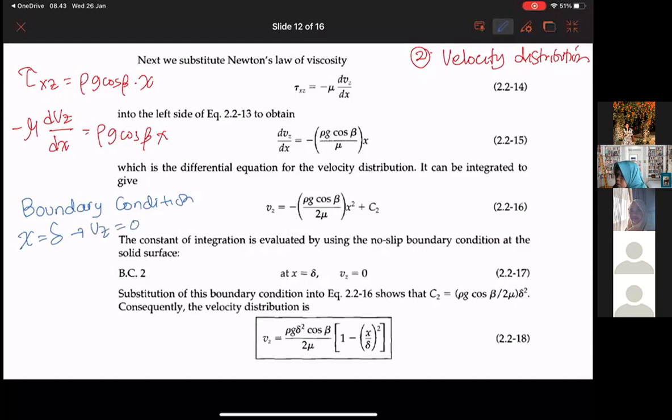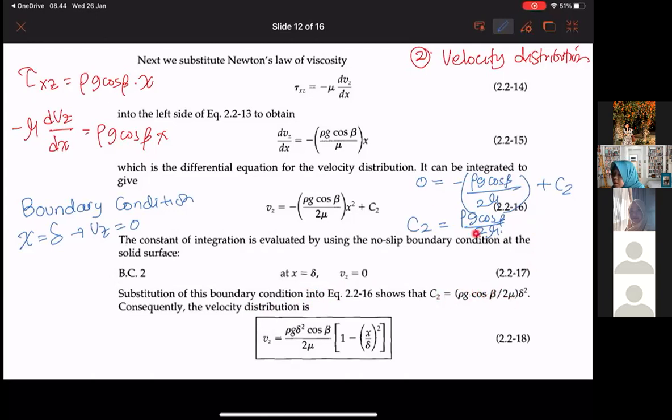So by applying this, we can write, for example, 0 equals minus rho g cos beta divided by 2 mu plus C2. So we can get C2: C2 would be rho g cos beta divided by 2 mu. Then we can put it back into the equation, and usually we engineers, the chemical engineers, and also the scientists, like to rearrange the equation.